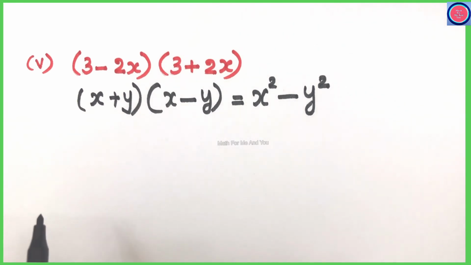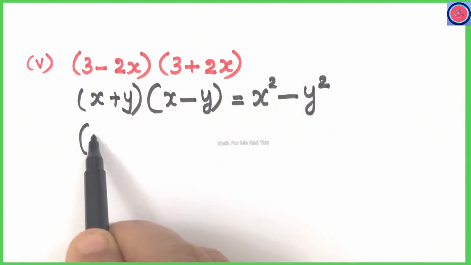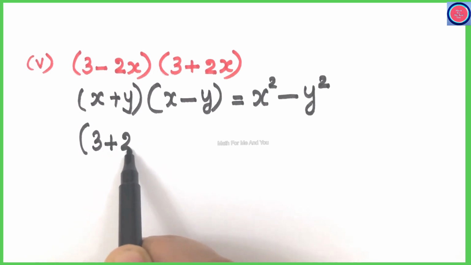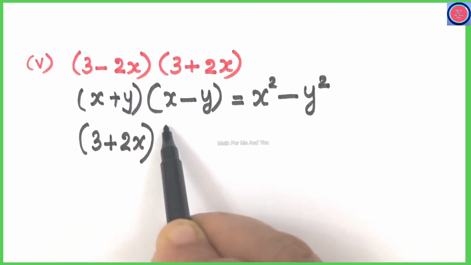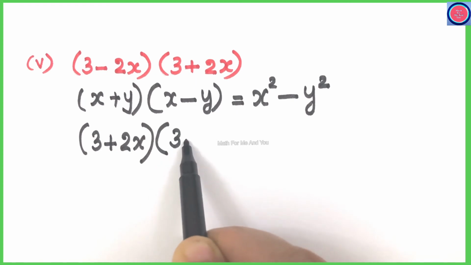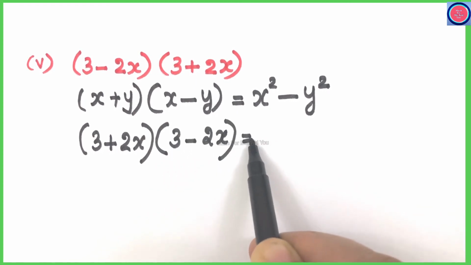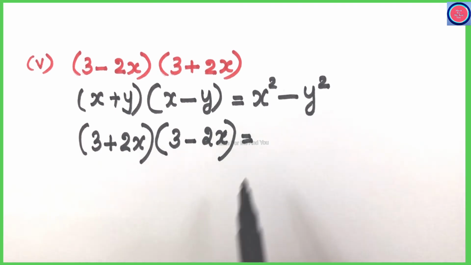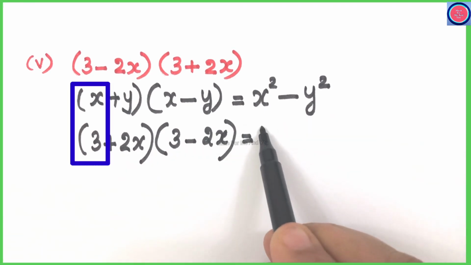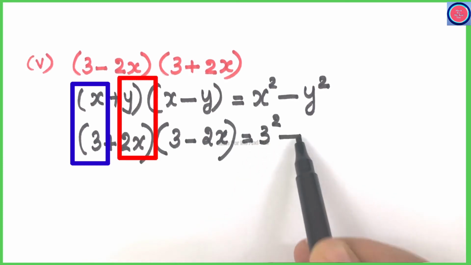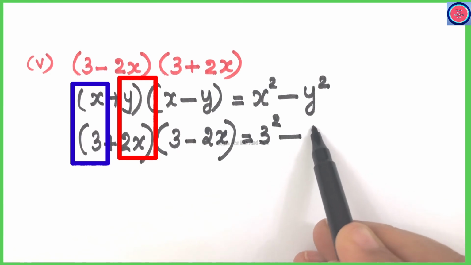Once we identified the identity means we can write the question below that identity. So I am writing the question and here I am writing the plus term first. 3 plus 2x times 3 minus 2x. Then easily we can compare with the identity. When we compare with the identity, we can see in place of x it is 3 in the question and in place of y it is 2x. So we can replace x and y with 3 and 2x respectively.